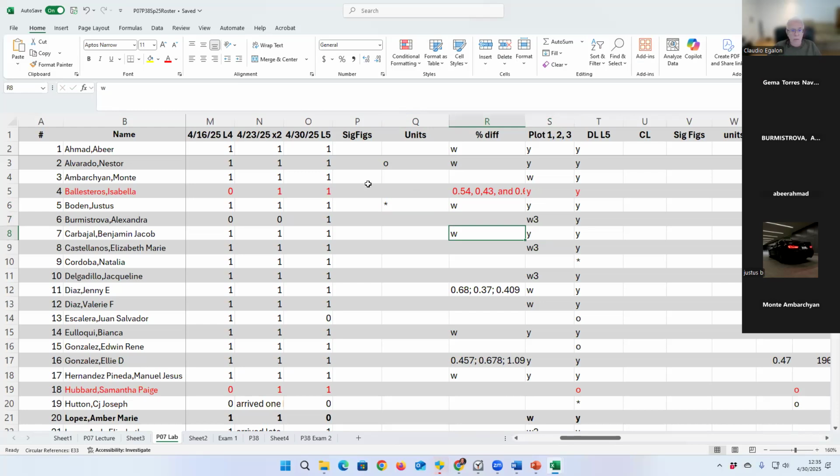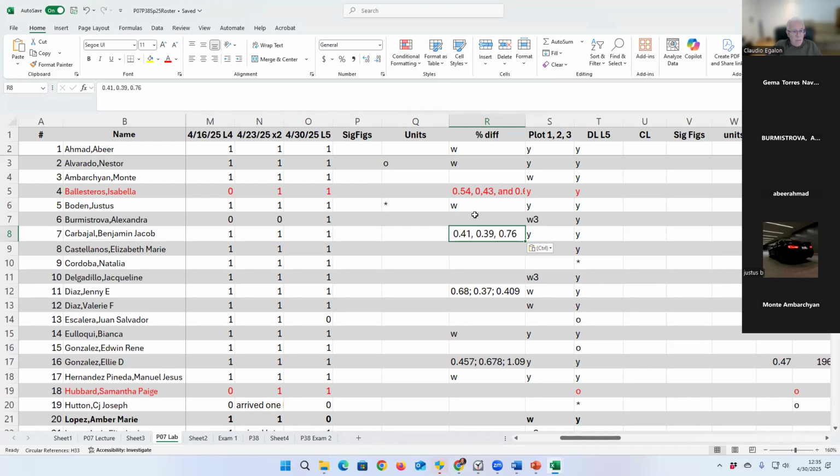Okay, Justus, so you got it. So those numbers look good. Okay, Justus, did you get the percentage difference? No, I'm still working on it right now. Okay, but you finished the graphs, right? All the three plots? Yes. Okay, good. So thank you.